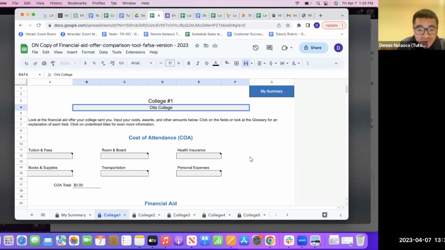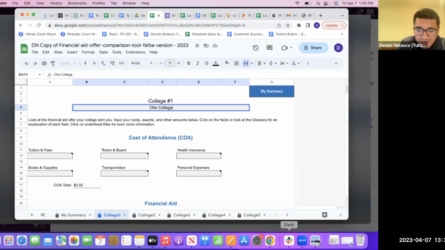Today I'm going to walk you through how to use the financial aid offer comparison tool provided by FAFSA. A lot of you should be receiving your financial aid during the next couple of weeks. Some of you might be a little confused on how to read it, so I'm going to go over some example ones and show you how you can input them into the comparison tool so you can see how much college will cost.